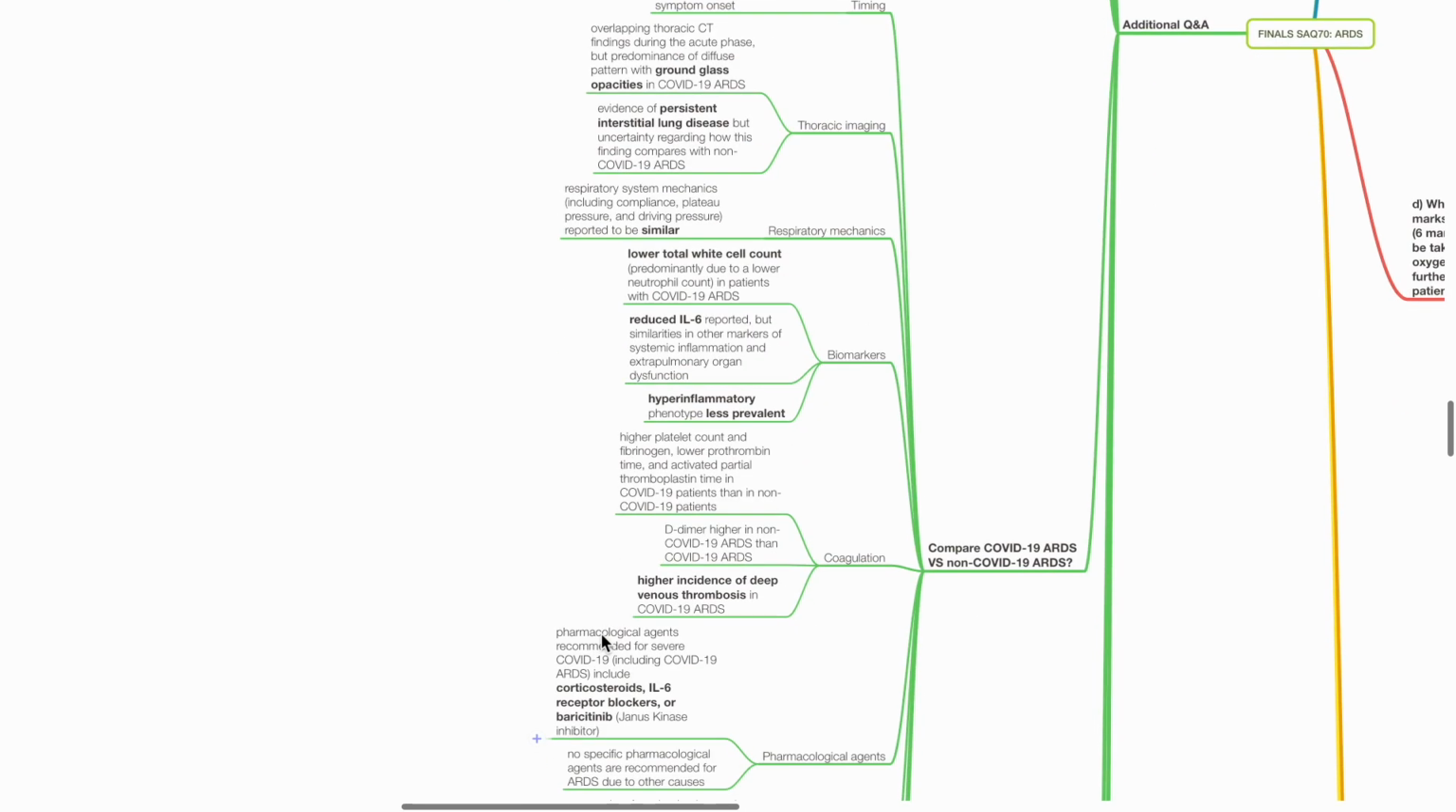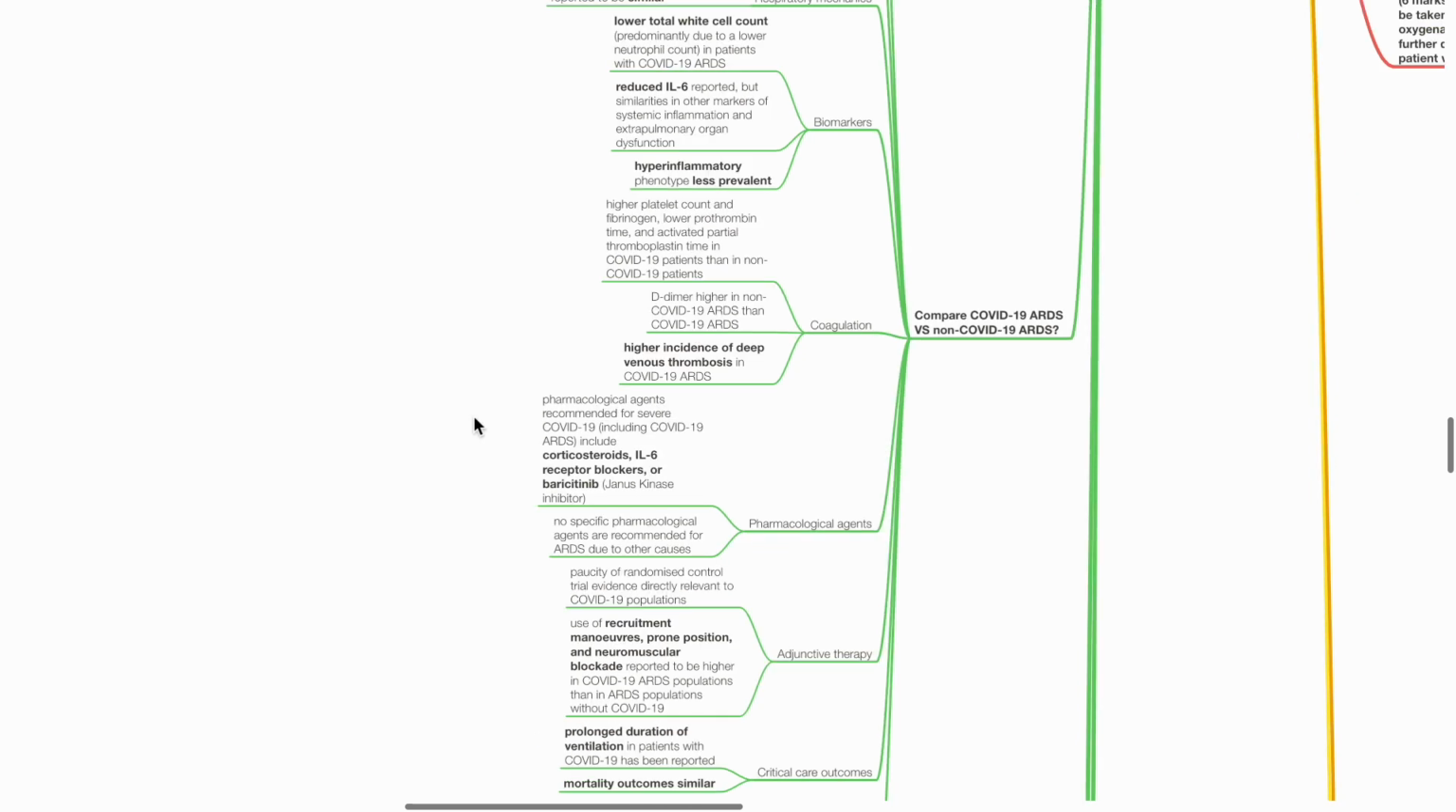Regarding coagulation, higher platelet count, higher fibrinogen, lower PT, and lower APTT in COVID-19 ARDS is found. D-dimer is higher in non-COVID ARDS. Deep vein thrombosis is more common in COVID-19 ARDS. Various drugs are used to treat severe COVID-19, which includes corticosteroids, IL-6 receptor blockers, or baricitinib, which is a Janus kinase inhibitor. In non-COVID ARDS, there are no specific pharmacological agents which are recommended.